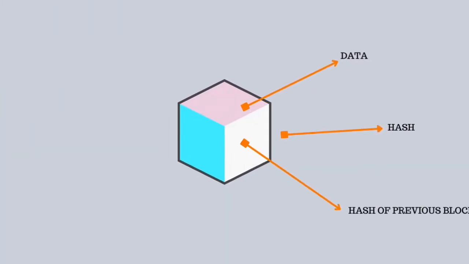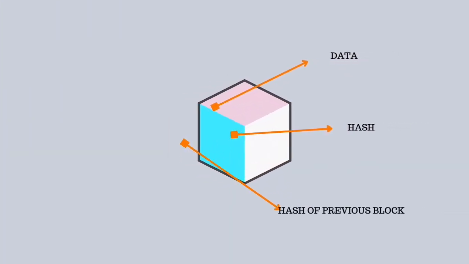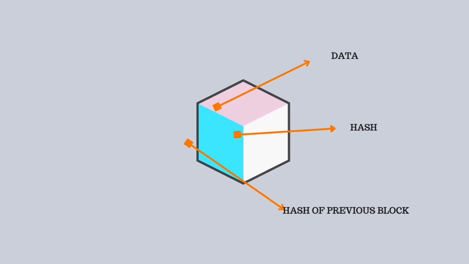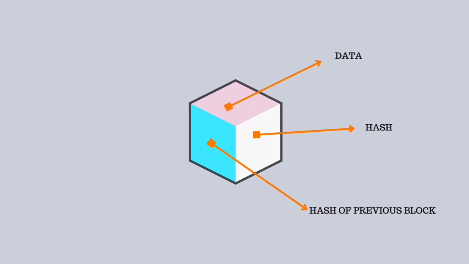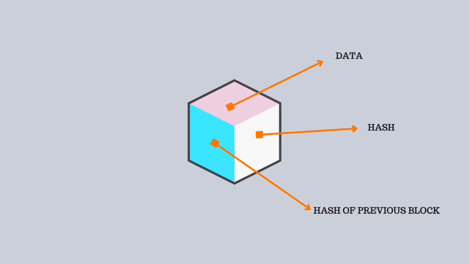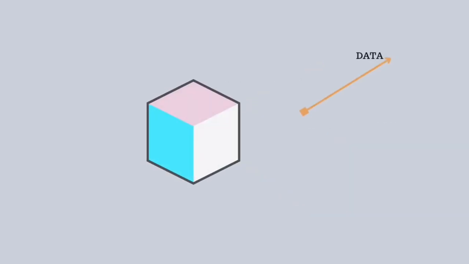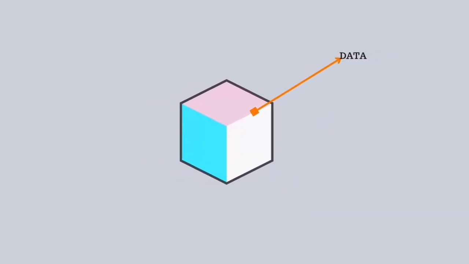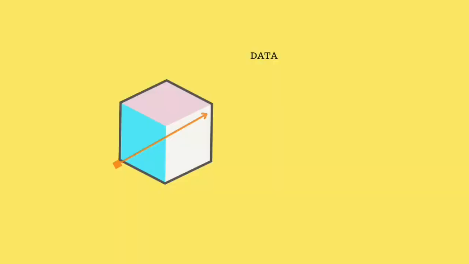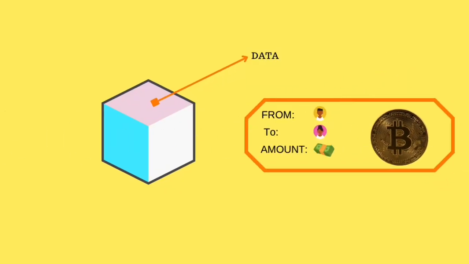Each block on the blockchain consists of 3 things: data, hash, and hash of the previous block. The data stored inside a block depends on the type of blockchain. The Bitcoin blockchain stores 3 details about the transaction, okay? For example, it says the sender, the receiver, and the amount of coins that are going to be sent.